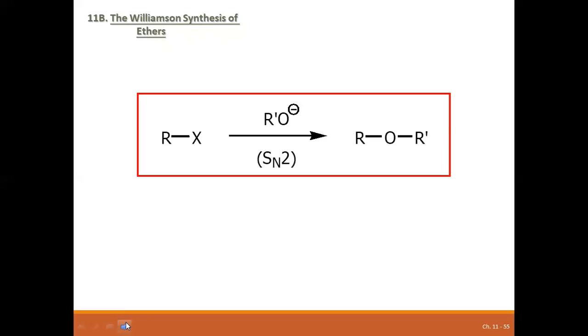Another method is the Williamson synthesis of ethers. In the Williamson synthesis, we use an alkoxide and proceed with the reaction via an SN2 mechanism. So in the SN2 mechanism, you have your alkoxide substituting the X here to get your ROR. Again, this occurs via the SN2 reaction. This R is limited to a primary alkyl halide only, but R prime can be primary, secondary, or tertiary.